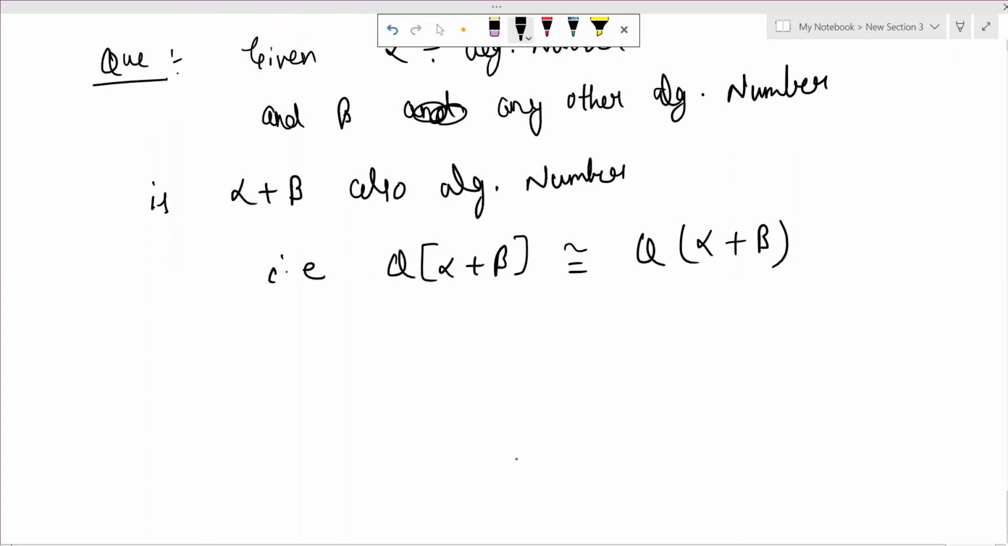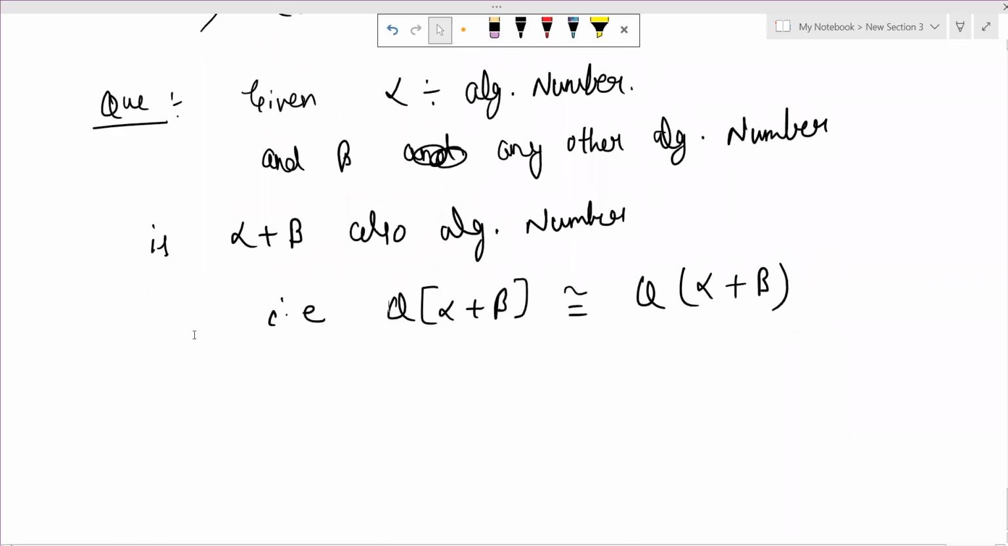So what is the idea? Muthukumar, now how will you generalize your polynomial? In that case, you just tell that this is the polynomial. So now how will you generalize? Both alpha and beta are algebraic. Therefore, there exist polynomials f(x) and g(x).